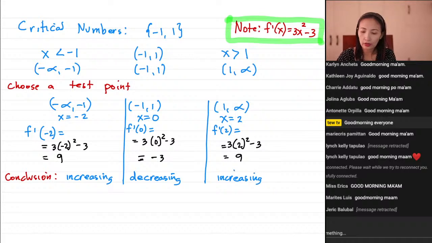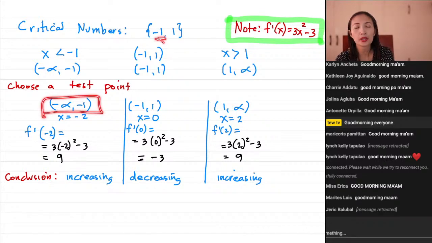Okay? Or we can now tabulate. So that's it. From where did we get -infinity to -1? Here. To the left of -1. Remember, we have two critical values, 1 and -1. Get a value to the left of -1.